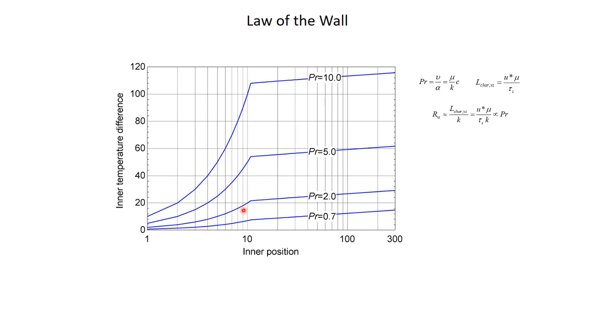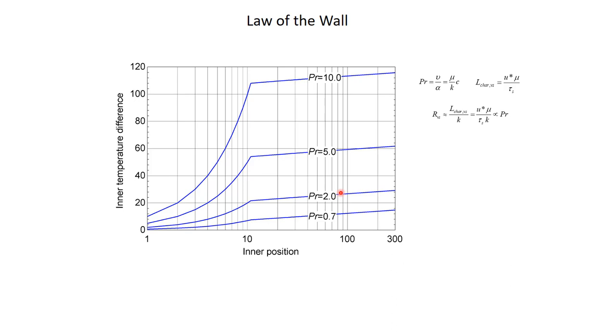Below 11.5, what you're looking at here is actually a linear temperature distribution. Again, the log scale makes it look like it's nonlinear, but this is a linear temperature distribution. Above 11.5, you're getting a logarithmic temperature distribution. There's some interesting stuff to look at here.